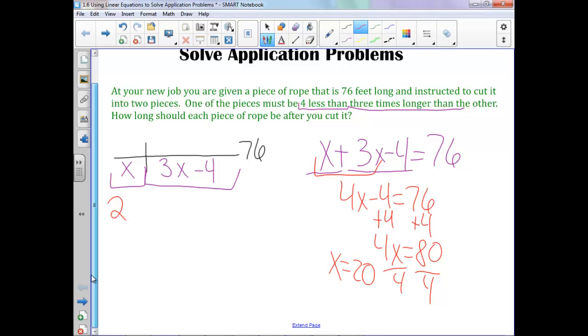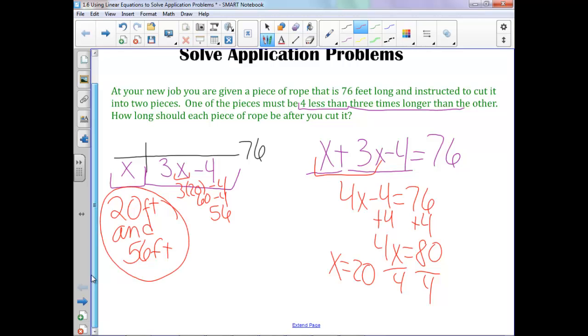So we know this piece should be 20 feet. And when we plug 20 in for x here, we'll get 3 times 20 minus 4, or 60 minus 4, 56. So 20 feet and 56 feet. There we go. See, that one's not too bad.